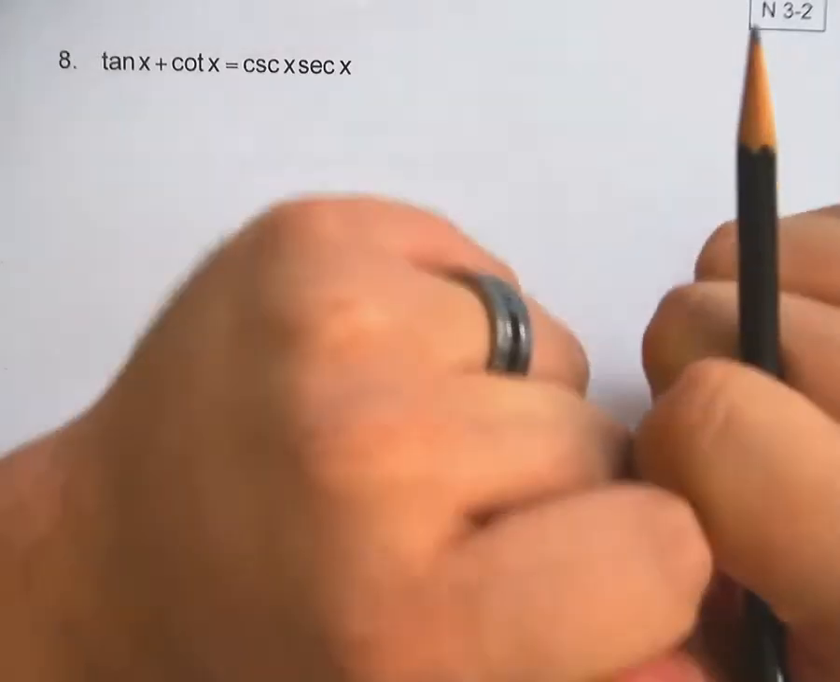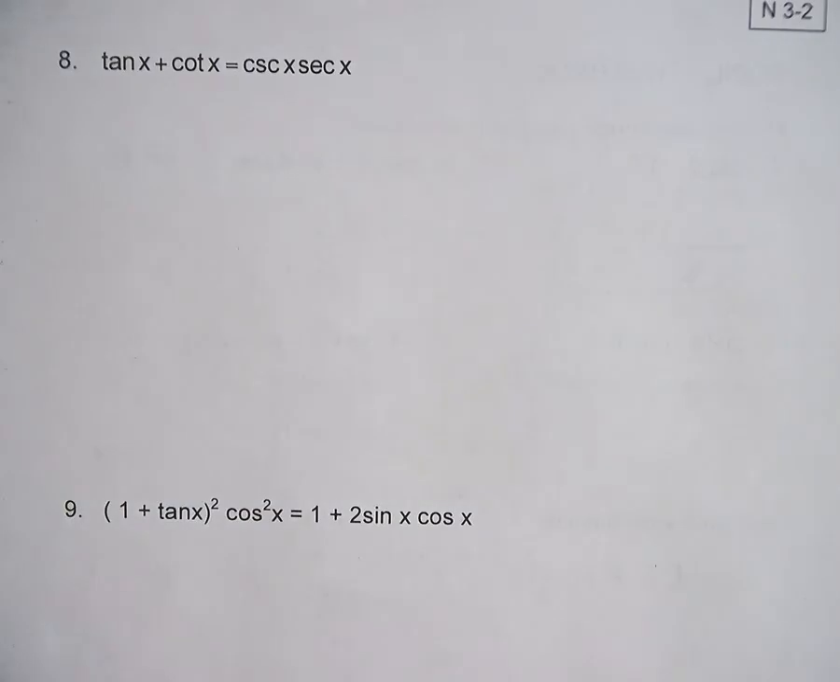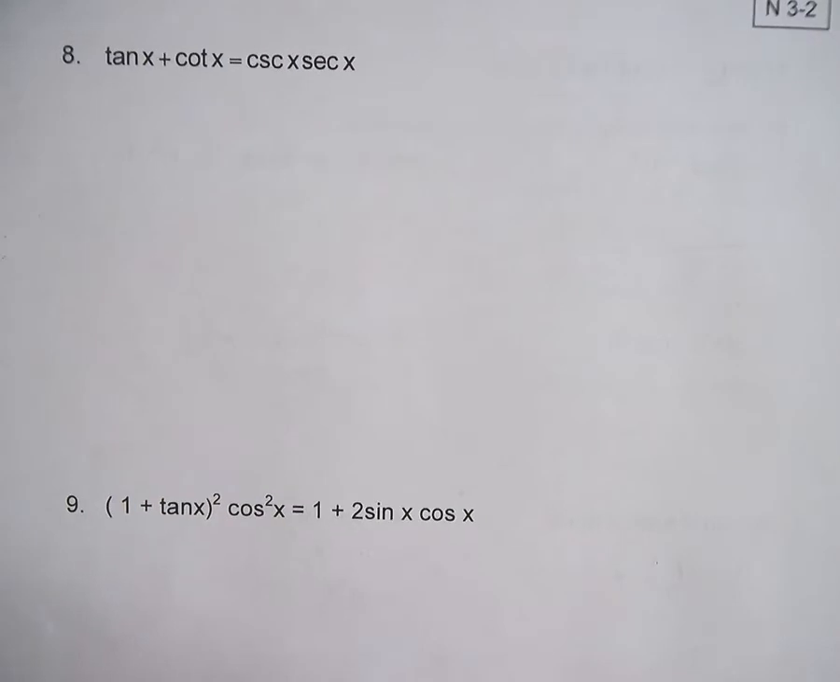Number 8. Turn to the back. Which side are we working with again? We are working with the left because that's what the directions have told us. Work with the left. For today, you will always work with the left. I will let you know when you can work with the right. Tan x plus cotan x equals cosecant x secant x. Ooh, this is going to be fun.